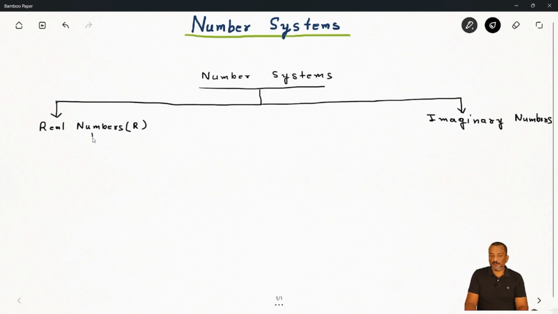Now real number is further divided into two parts. If I talk about which two numbers, the first one we will say is rational number. Rational number is represented by capital letter Q.